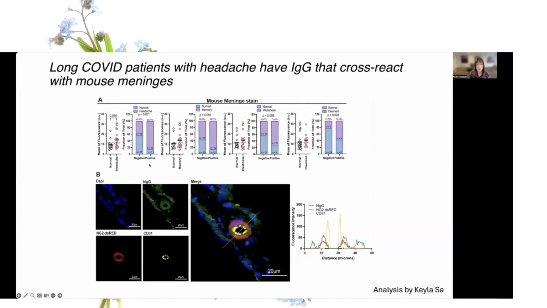And strikingly, these antibodies are coming from patients reporting headache. Here you can see that those reporting headache have significantly higher levels of staining against the mouse meninges, and particularly these endothelial and pericyte staining. So this is an interesting area to investigate further whether there's a direct link between autoantibodies and headache in these patients.